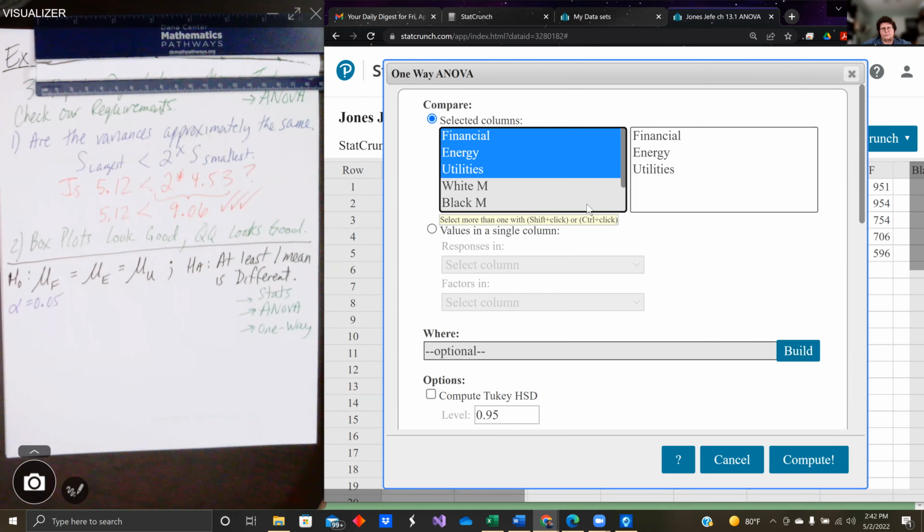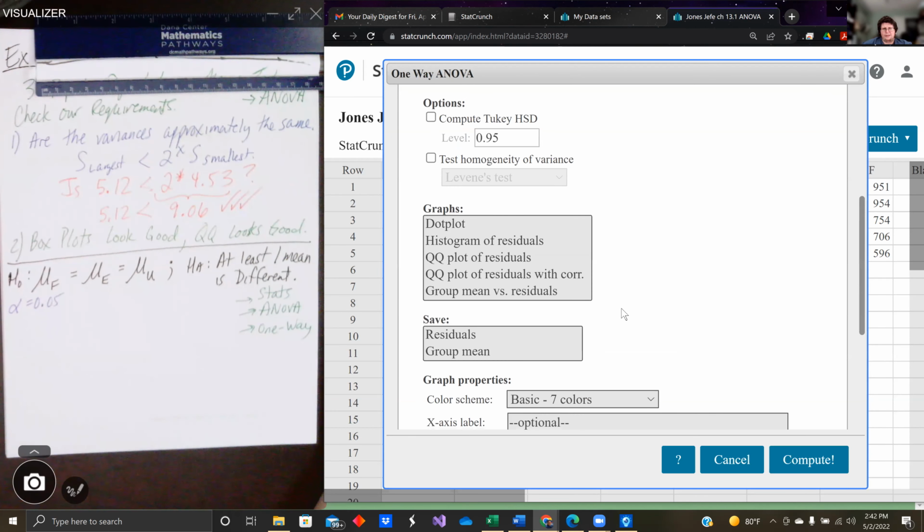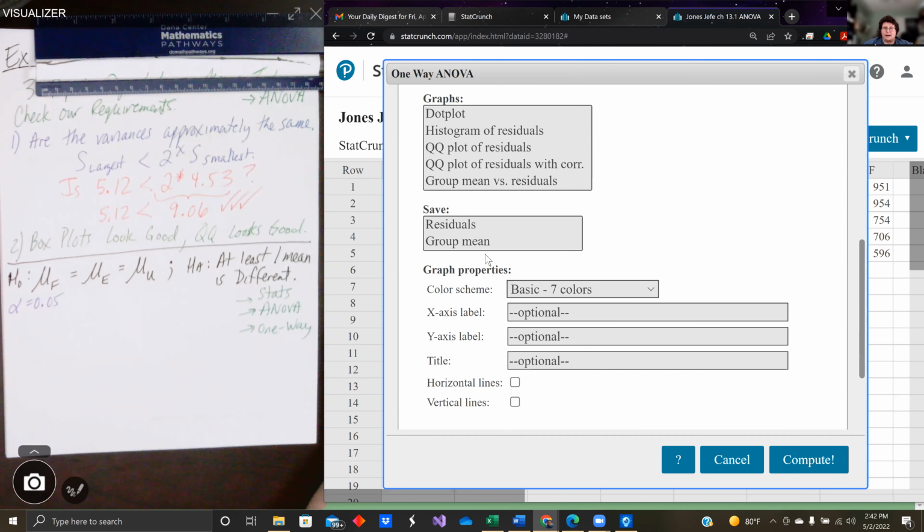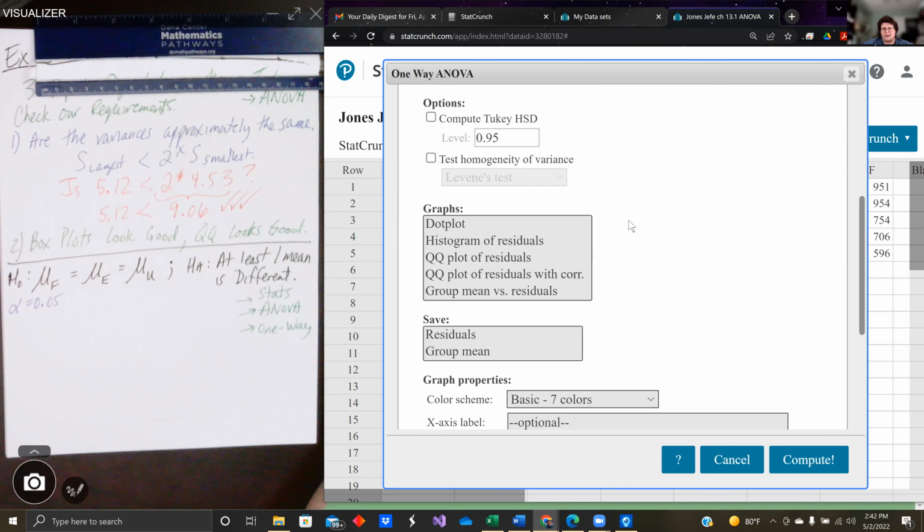Choose our 3 categories. We had them up just a second ago. You don't need to choose any of the other ones. Oh, look at that. It does a dot plot. We could have done the QQ plot right here. Look at that. I might start doing that in the future. Save some time. Who knew?